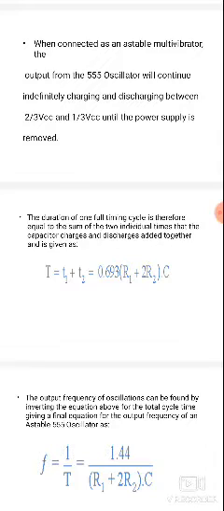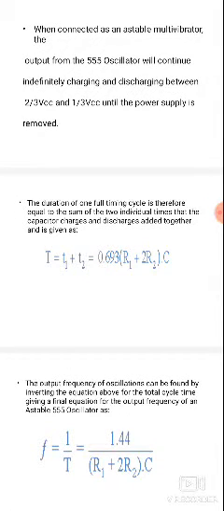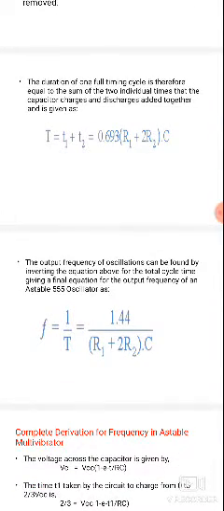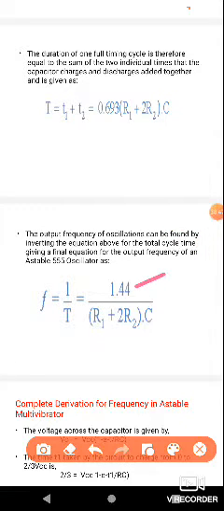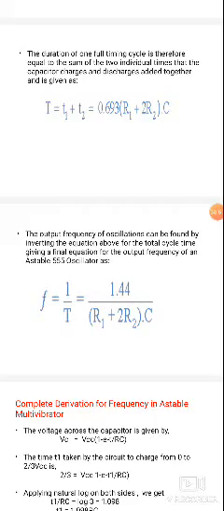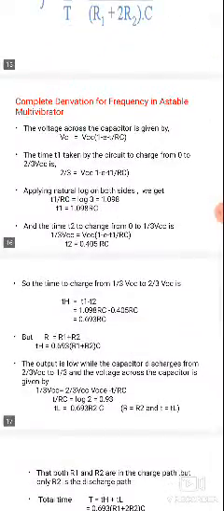Frequency and time period are opposite, that is, inversely related. So we get the frequency by writing 1 by T. F is equal to 1 by T, which is 1 by 0.693 into R1 plus 2R2 into C. That is, the frequency of the astable multivibrator is 1.44 by R1 plus 2R2 into C.